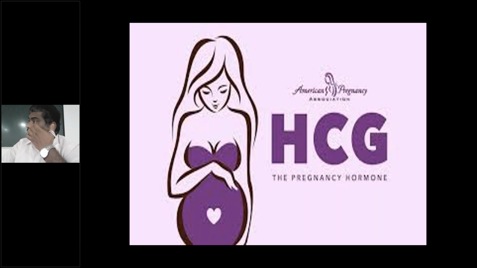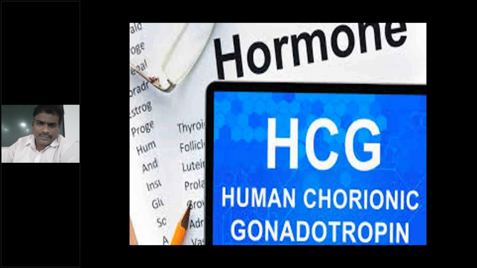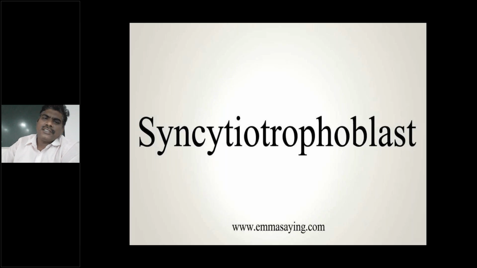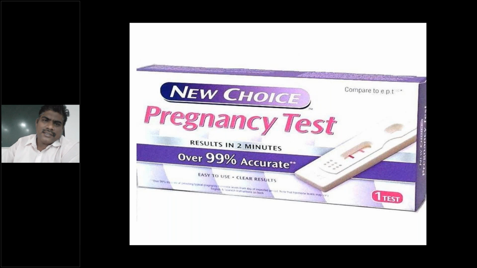And the next one is a very interesting hormone, human chorionic gonadotropin. Another name is the pregnancy hormone. This hormone, HCG, is produced by cells that form the placenta, that is, the syncytiotrophoblasts.